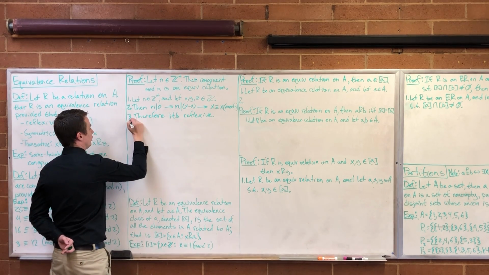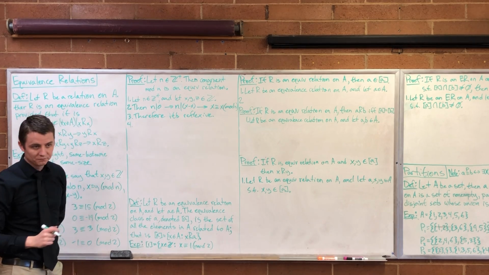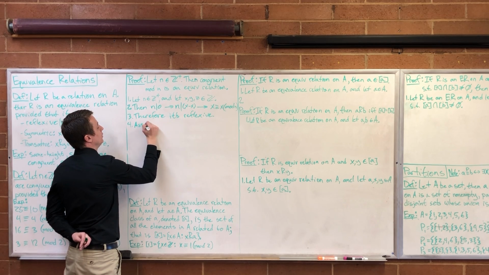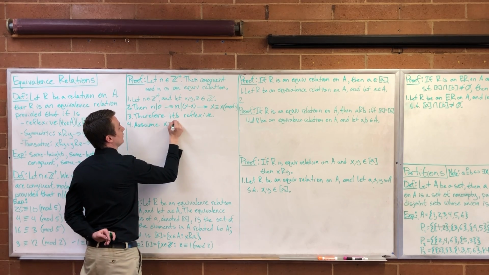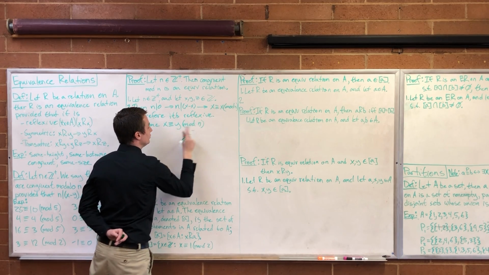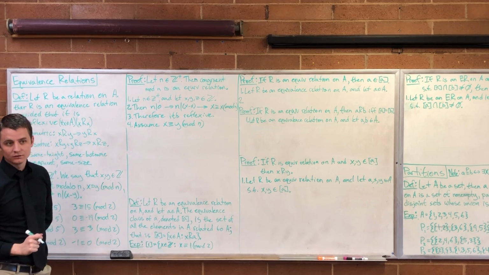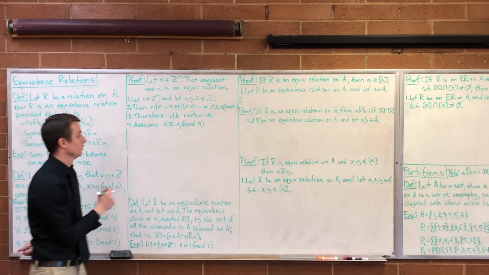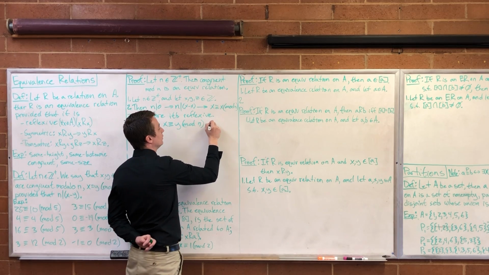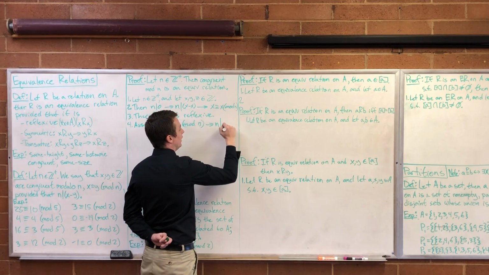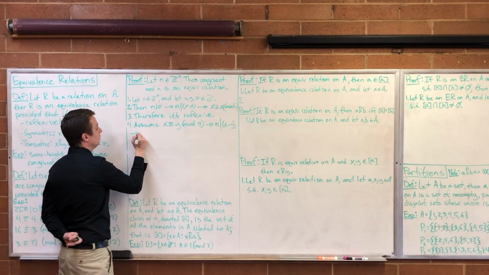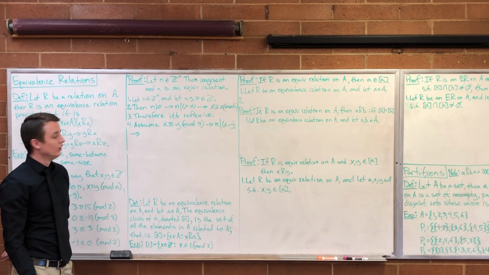All right, now let's show that it is symmetric. How do we show it's symmetric? We assume that x is congruent to y mod n, and we need to use this to show that y is congruent to x mod n. So if I know that x is congruent to y mod n, what does that give me? n divides x minus y. What does that give me? n divides y minus x.